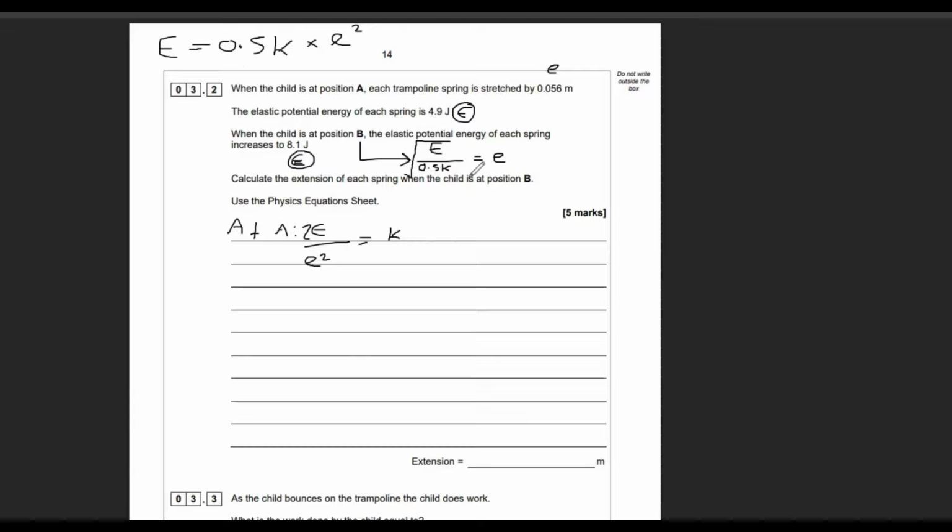So this is going to get me the first 3 marks. 2 times 4.9, and by the way, 4.9 is the energy, equals 9.8. That's my 2 times the energy there. I'm going to divide it by the extension squared. The extension was 0.056, so I'm going to do 9.8 divided by 0.056 squared. I'm going to jam that in the calculator, and that should get me 2 to 3 marks straight off for working out K.